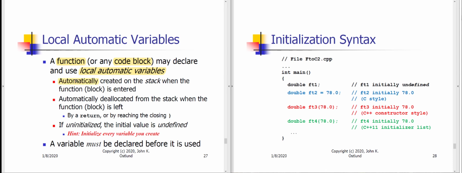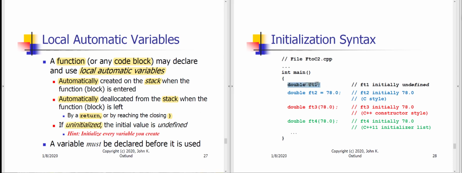Automatic means that the variable is automatically created in a region of memory called the stack when the function is called or when the block is entered, and also that storage is automatically deallocated from the stack when we leave the function, that is, when we return from the function or leave the block. Now, we can return from a function by using a return statement, or if there's no return statement, we can return from a function or leave a code block by hitting the curly brace at the bottom of the function or the code block. Now, variables in C++ may be uninitialized.